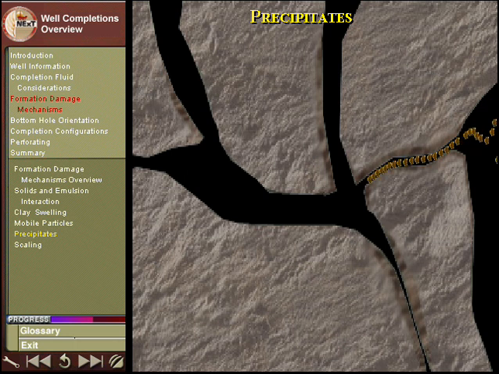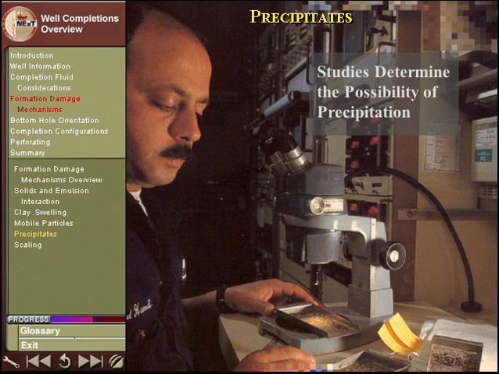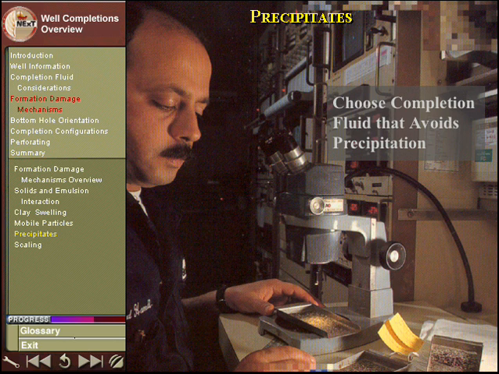Precipitates like calcium sulfate can invade and damage the formation. Fluid compatibility studies are necessary to determine if precipitation is going to be a concern. Design a completion fluid with the proper chemical additives that will prevent precipitate formation.